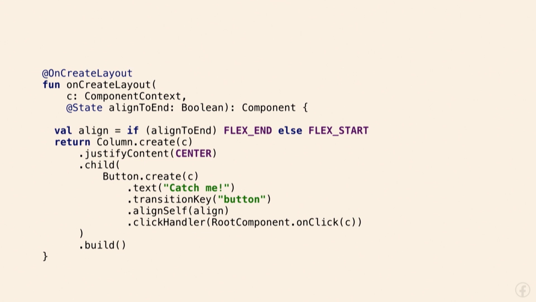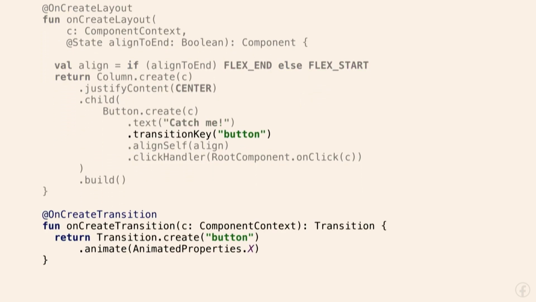we will need to assign transition keys to the components that we need to animate. Actually, the same as transition names in Android framework animations. So here we assign the transition key button, and we will create a special method called onCreateTransition, which will be responsible for creating animations. Here we are passing the same transition key button, basically declaring that this transition will be responsible for animating components with this transition key.